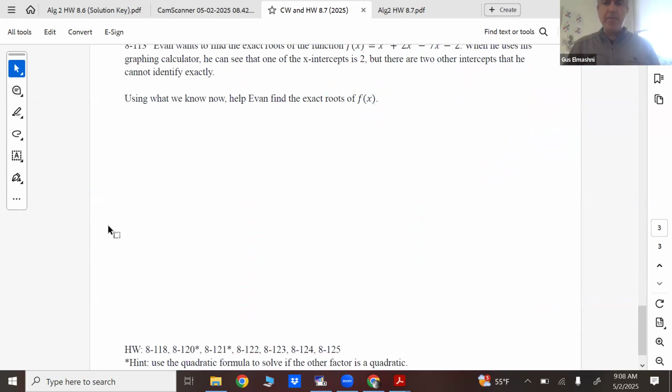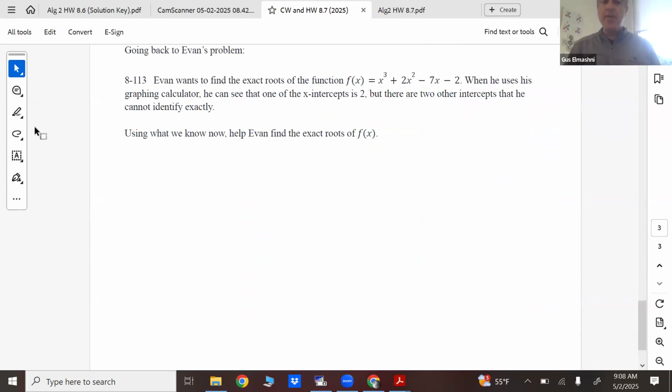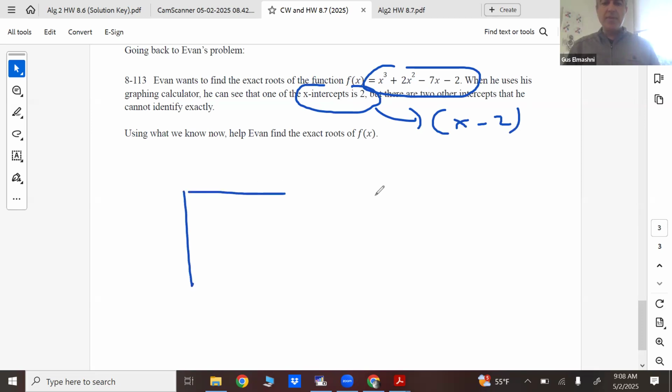Evan wants to find that root. Sorry, he wants to find the other roots. So I'm going to have you guys graph these eventually. Right now, you're not ready yet. But if you think about it, if 2 is an x-intercept, what's the factor? x minus 2. Perfect. So now we can do this.